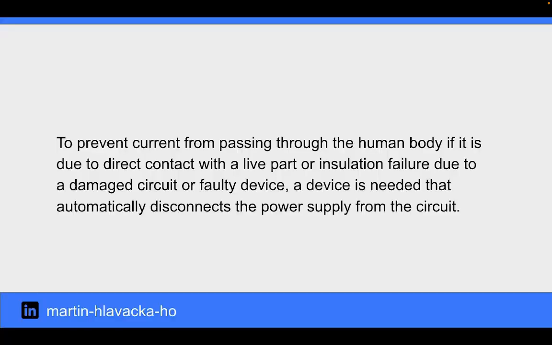To prevent current from passing through the human body, if it is due to direct contact with a live part or insulation failure due to damaged circuit or faulty device, a device is needed that automatically disconnects the power supply from the circuit.